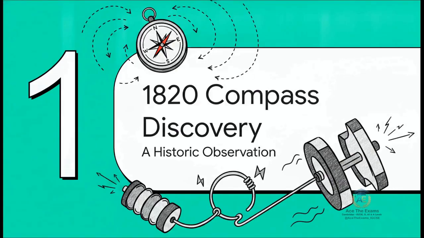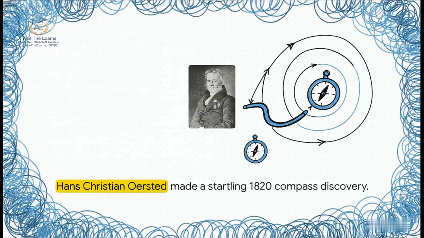Section 1. The 1820 compass discovery. Let's dive right into Act 1, the challenge. I want you to imagine you open your exam paper and you see a 4-mark question about the historical origins of electromagnetism. Now let's look at two hypothetical students taking this exam. We'll call them Alex and Sam. The question asks them to explain the significance of the 1820 compass discovery.